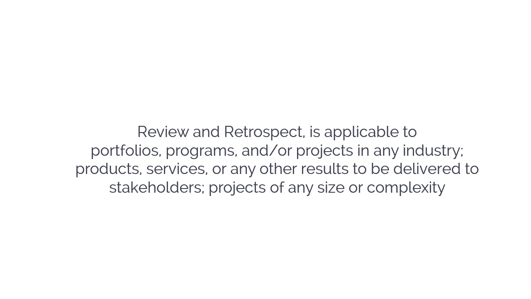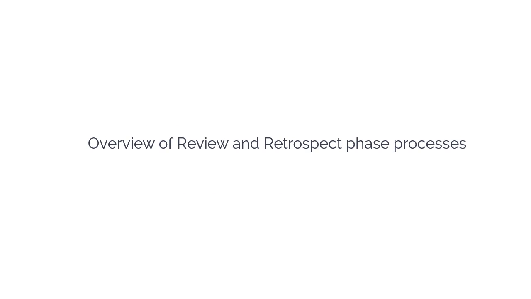Review and Retrospect, as defined in A Guide to the Scrum Body of Knowledge, or SBOK Guide, is applicable to portfolios, programs, and/or projects in any industry; products, services, or any other results to be delivered to stakeholders; and projects of any size or complexity. Moving on, let's now have an overview of the Review and Retrospect phase processes, which are as follows.